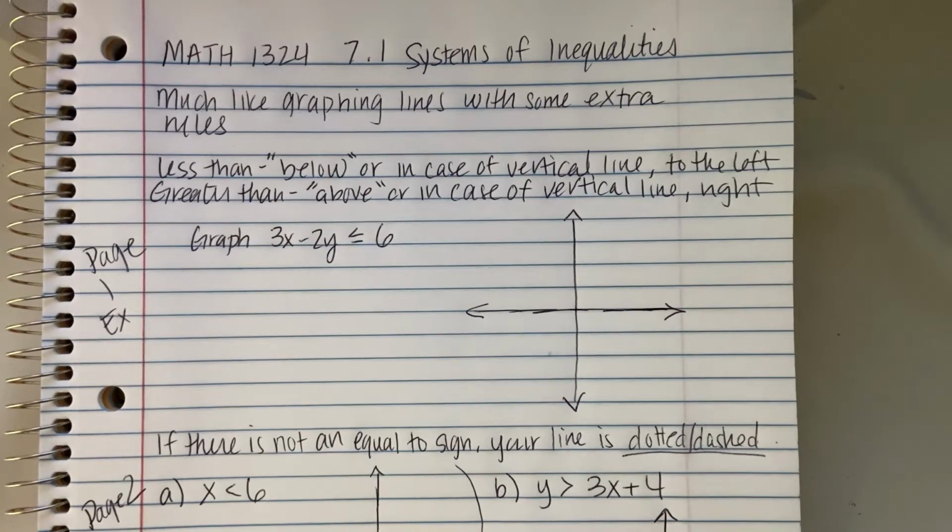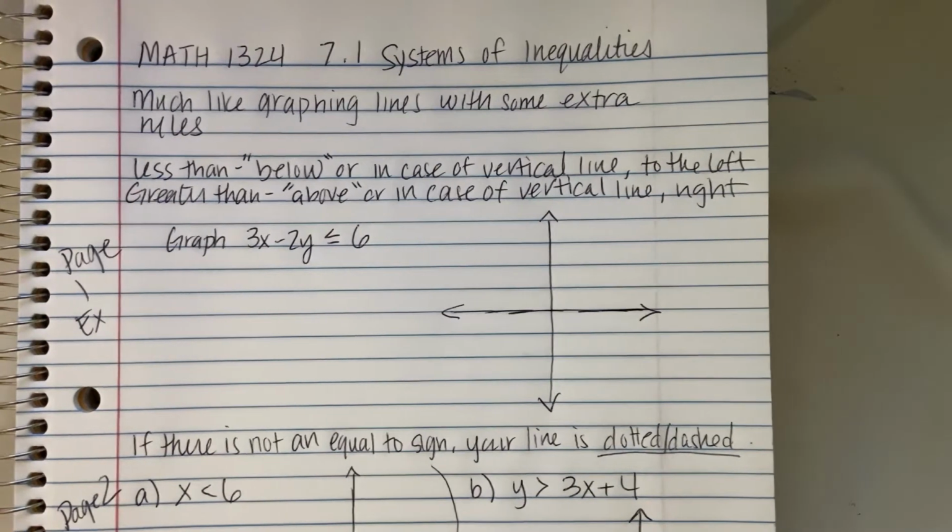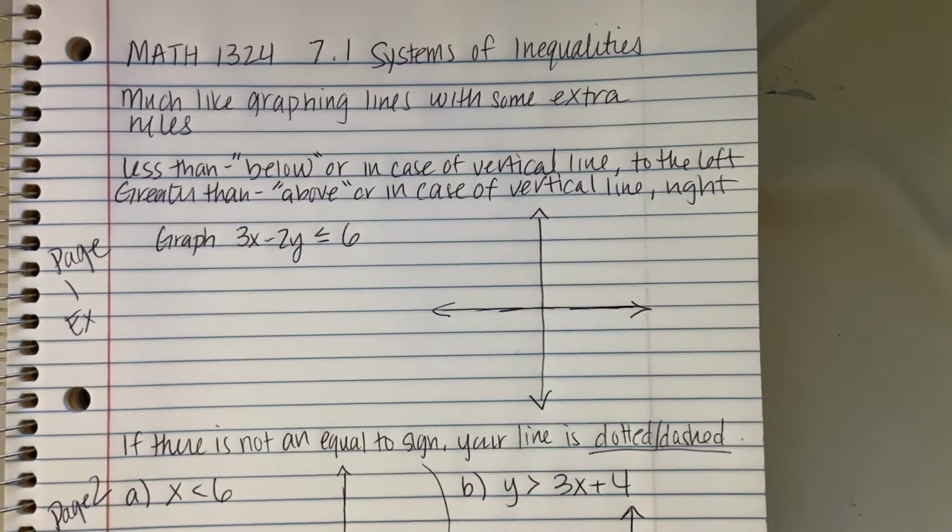You can look at the graph and decide which is above, and I'll talk my way through it. Or you can take a point on one side or the other side and plug it in. If it works on the inequality, that whole side works. If it doesn't work, that whole side doesn't work, and you would shade the other side. So let's see how this works on the example on page 1 of the 7.1 and 7.2 notes.